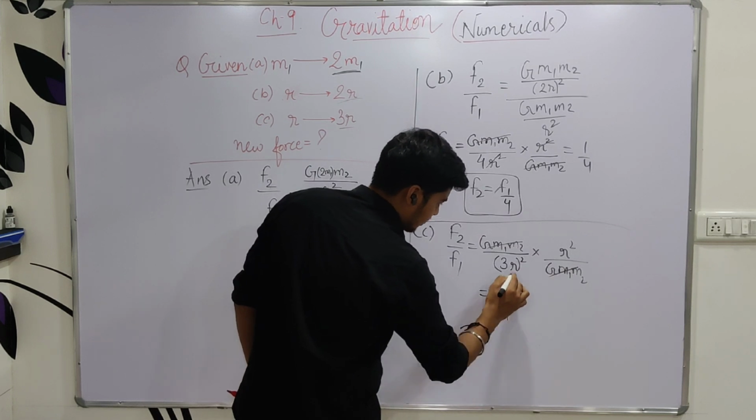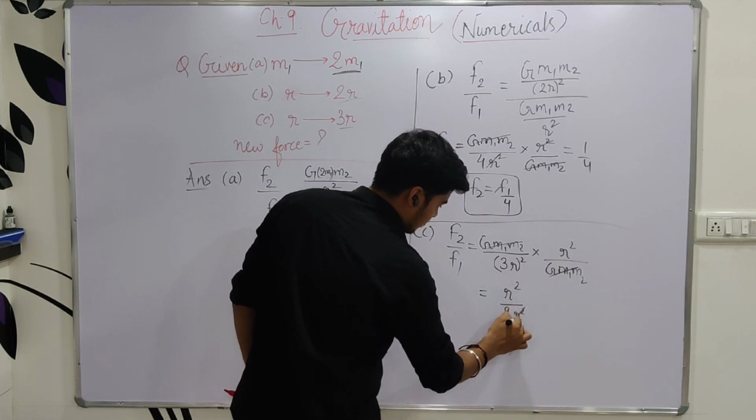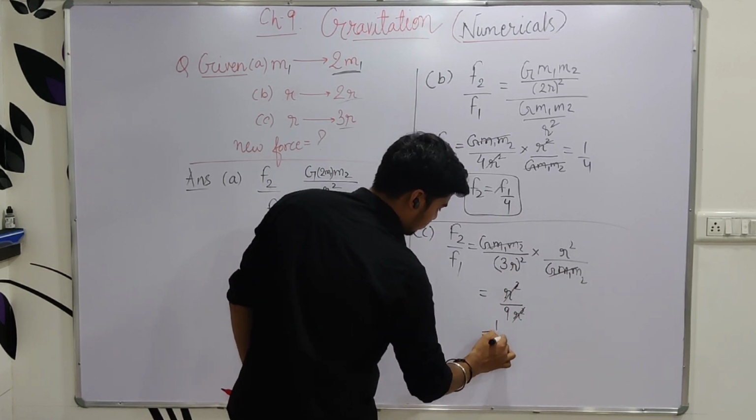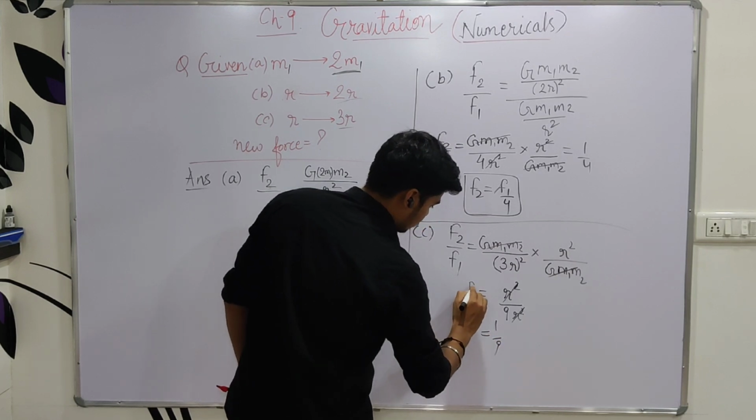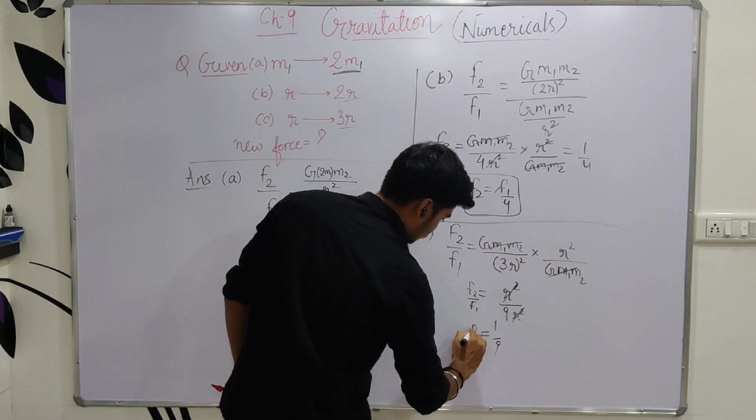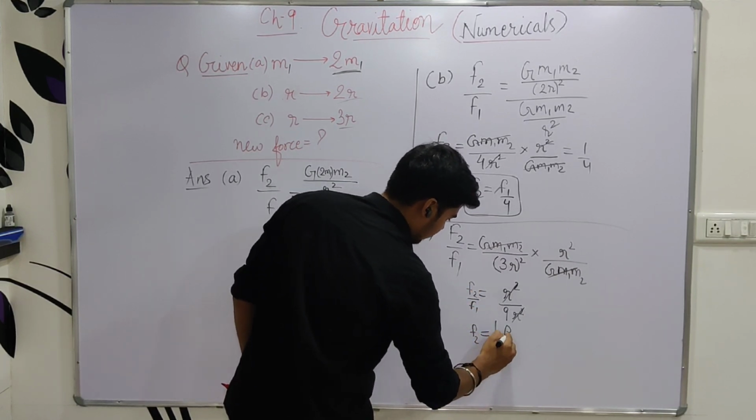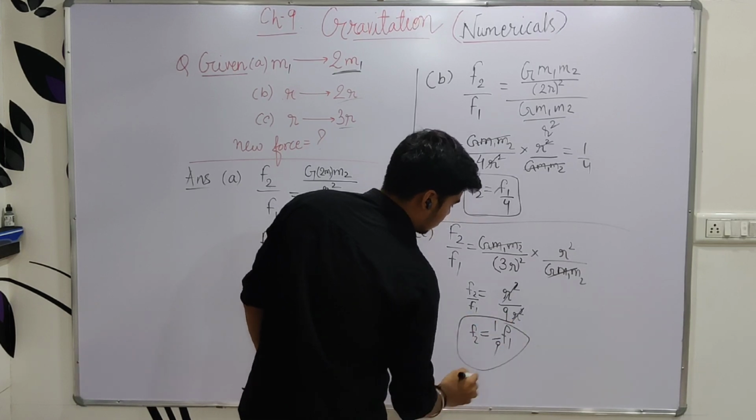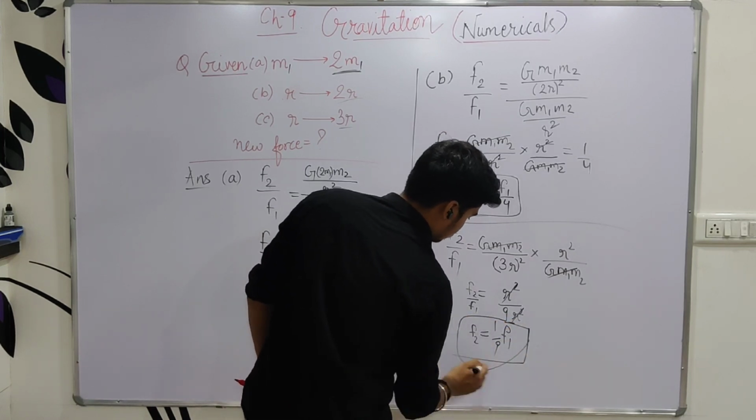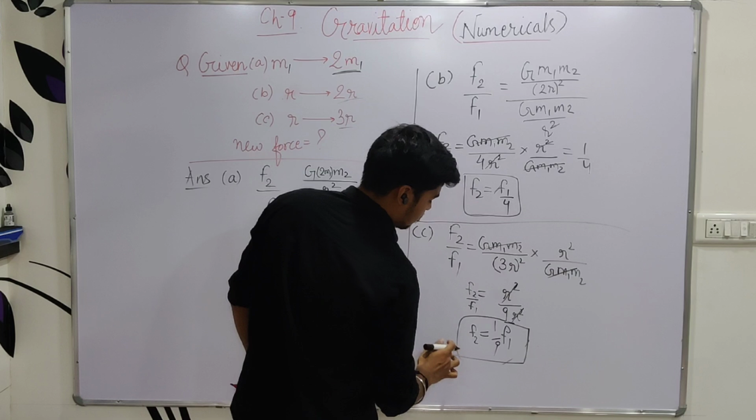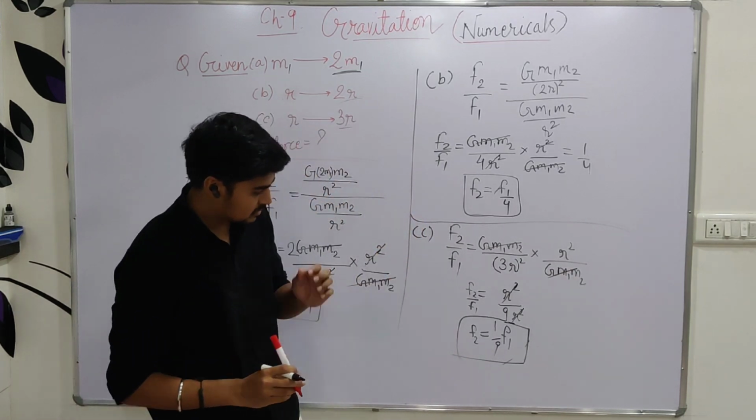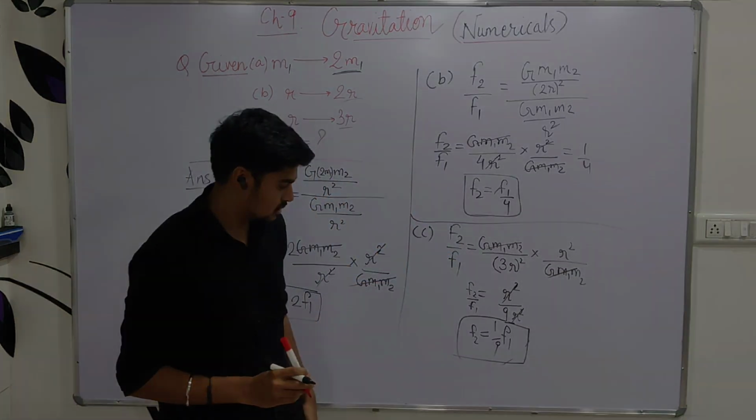3 square is 9, r square, I will get 1 by 9. So this was F2 by F1. F2 will be equal to 1 by 9 F1. That is your new force, which is 1/9 of the initial force.